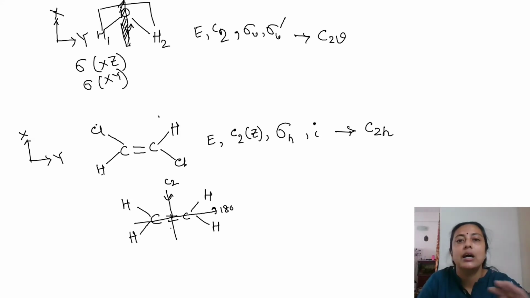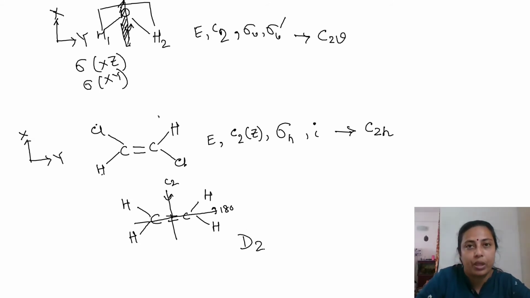Now when the n values are the same for all the axes, then any one of the axes can be taken as a principal axis. If that is not the case, then the axis with the higher n value should be taken as the principal axis. So here we are having three C2 axes, so definitely the point group has to be D2. Now let me take the C2Z as the principal axis, then definitely we are going to have the horizontal plane, that is the molecular plane, as one of the symmetry operations. So the point group has to be D2H.